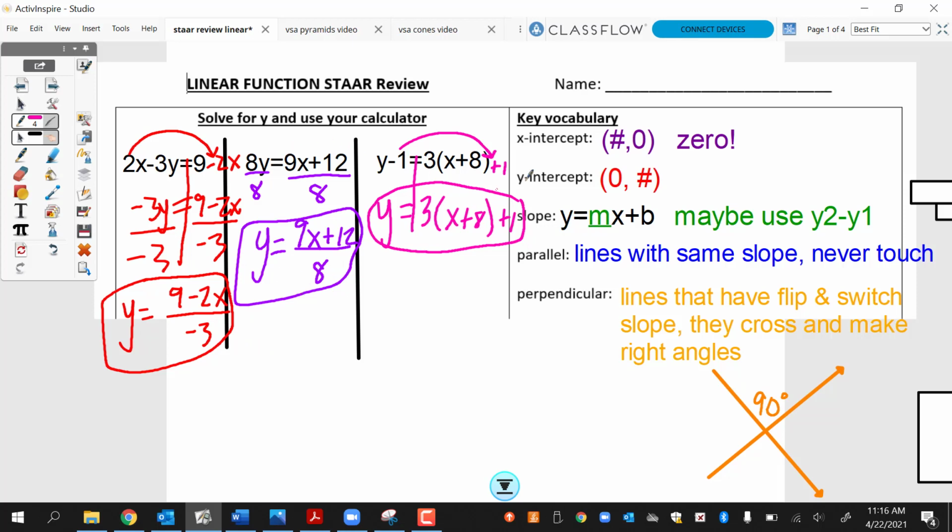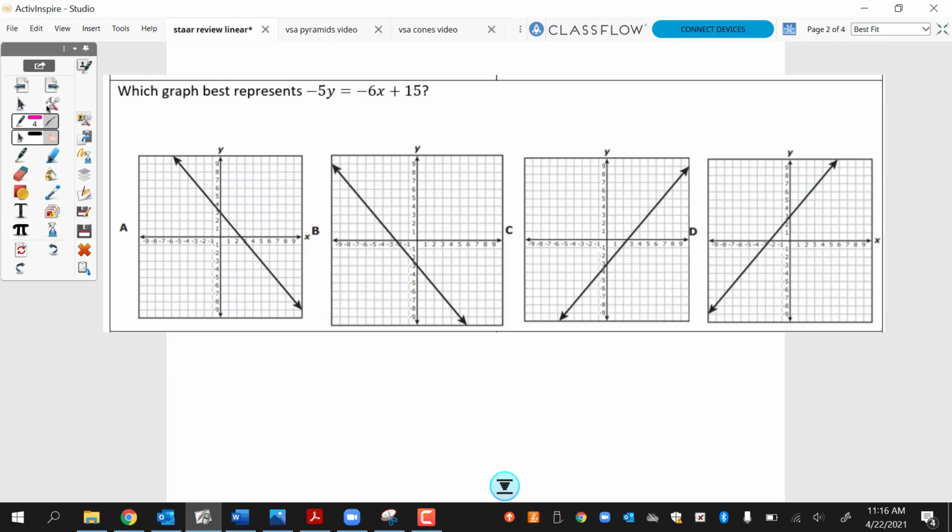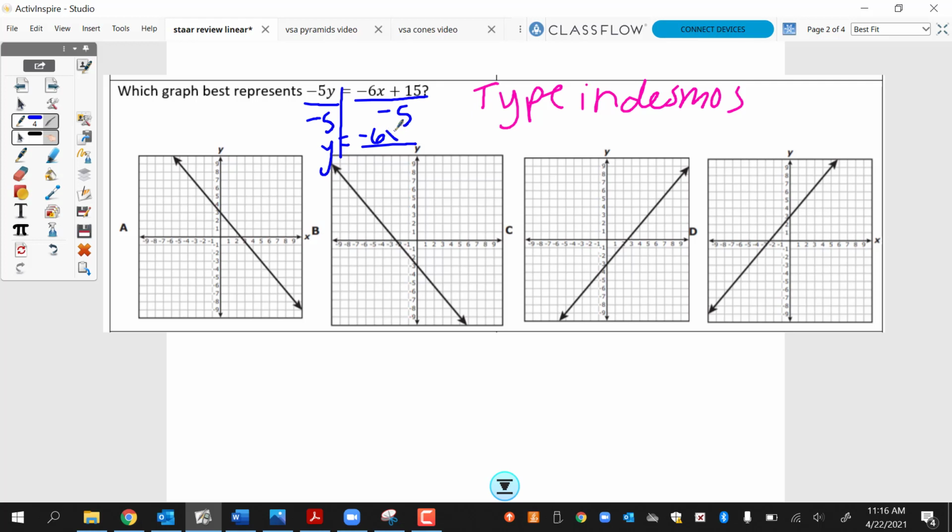So using this skill and the vocabulary, we're going to answer some questions. It says, which graph best represents negative 5y equals blah, blah, blah. My main job is I want to type in Desmos, but I cannot type it in if it's not solved for y. This is the one where it's the number and y together. So I just need to divide by negative 5, the same number. I'm left with my big fraction: negative 6x plus 15 on top, negative 5 on the bottom. I am typing this in.